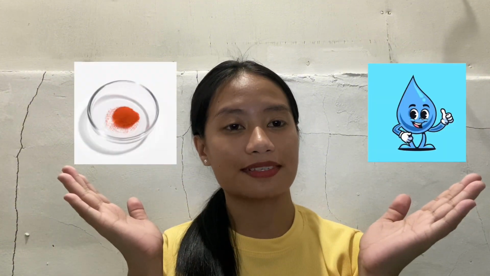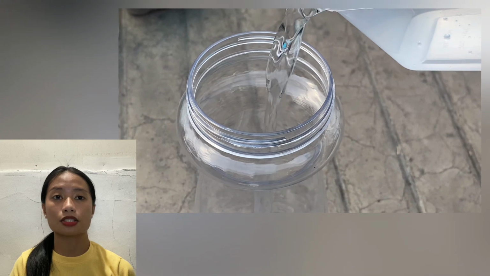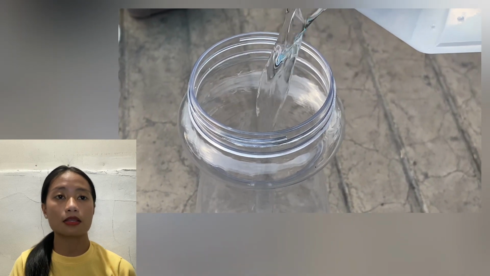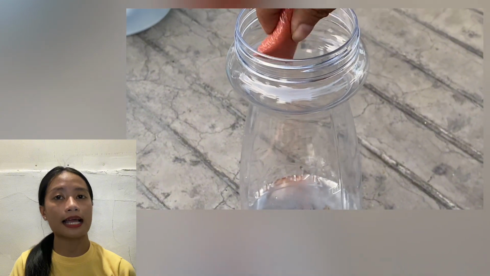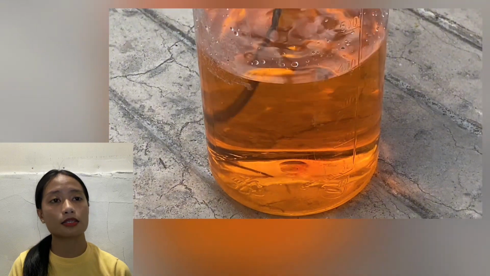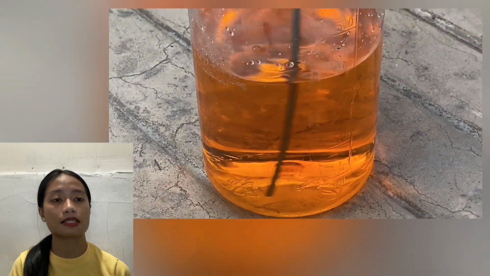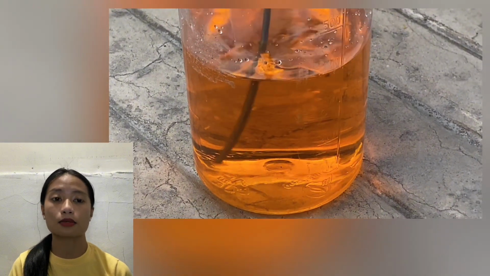First mixture, water and food coloring. First, we'll pour some water into our jar. Now, the jar is filled with clear water. Next, we'll add a few drops of food coloring. The drops of food coloring start to spread out and mix with the water. Let's use a stick to help it mix faster. Eventually, the food coloring is evenly distributed throughout the water.